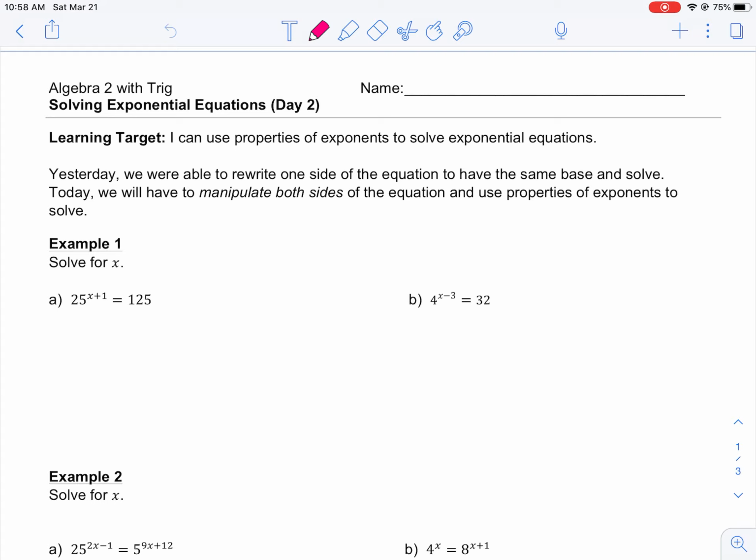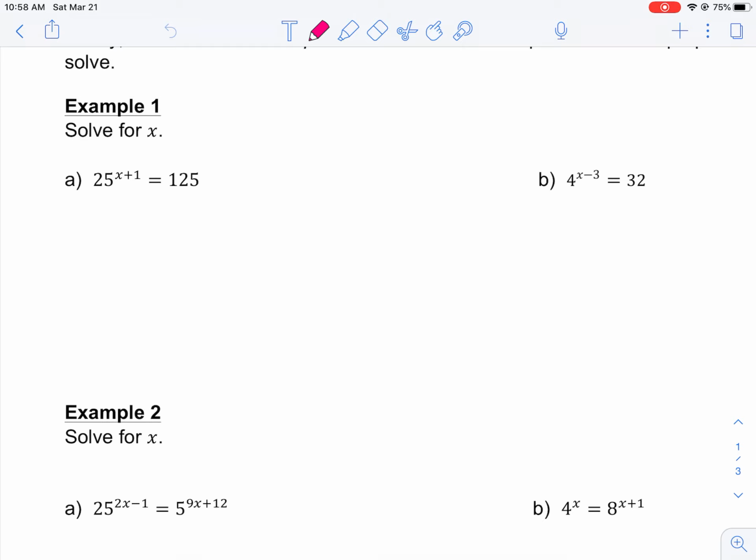So in this first example, what you're going to notice that's different from yesterday, we have 25 to the x plus 1 equals 125. Okay, so we can't use the base 25, because 25 squared is already bigger than 125. So instead, we're going to have to think of a common base that we could use for both sides of this exponential equation. So we're going to use a base of 5. So I'm going to replace the 25 with 5 squared.